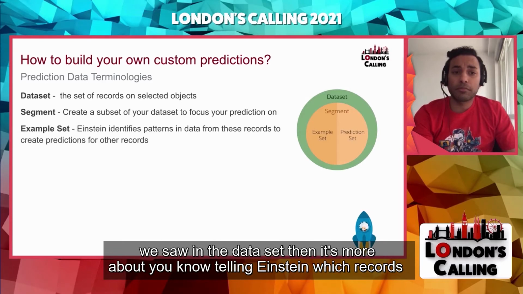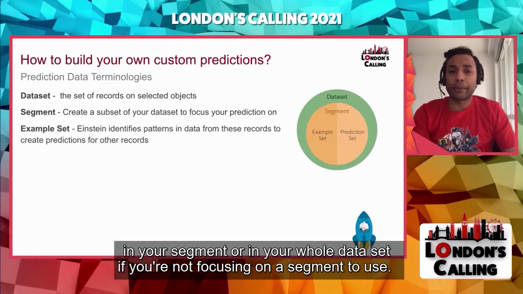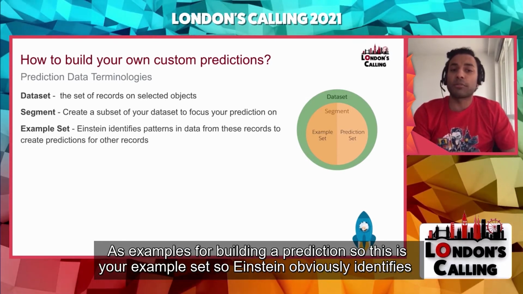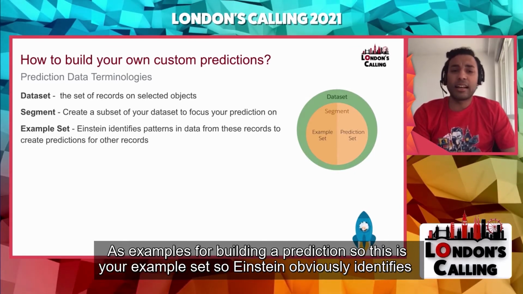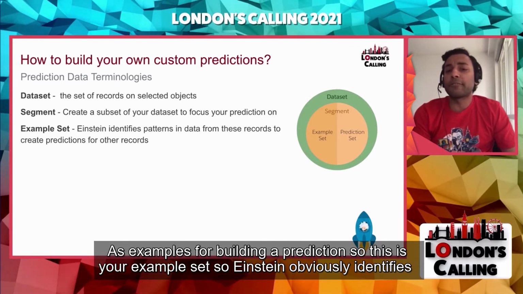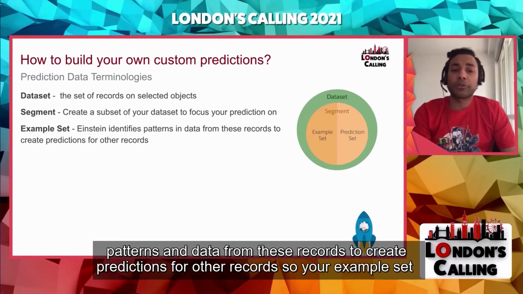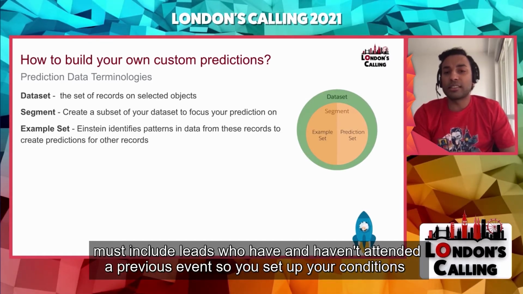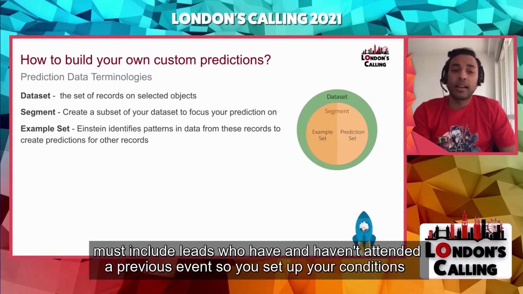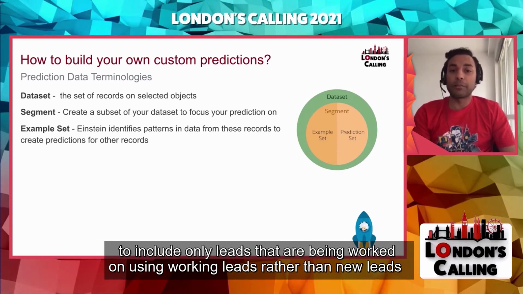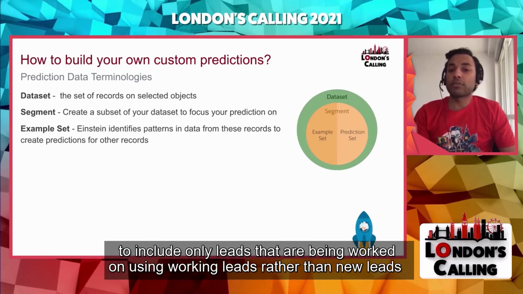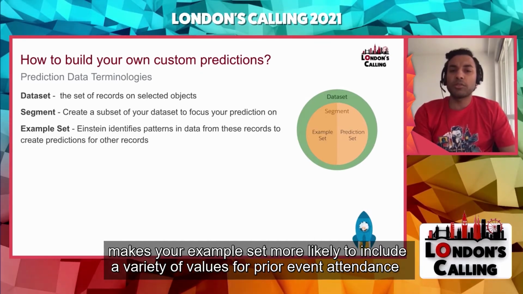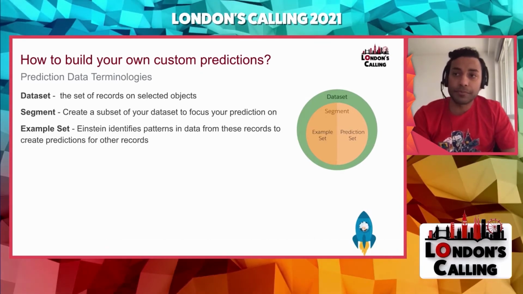Then it's about telling Einstein which records in your segment, or in your whole data set if you're not focusing on a segment, to use as examples for building a prediction. This is your example set. Einstein identifies patterns in data from these records to create predictions for other records. So your example set must include leads who have and haven't attended a previous event. So you set up your conditions to include only leads that are being worked on, using working leads rather than new leads. This makes your example set more likely to include a variety of values for prior event attendance.